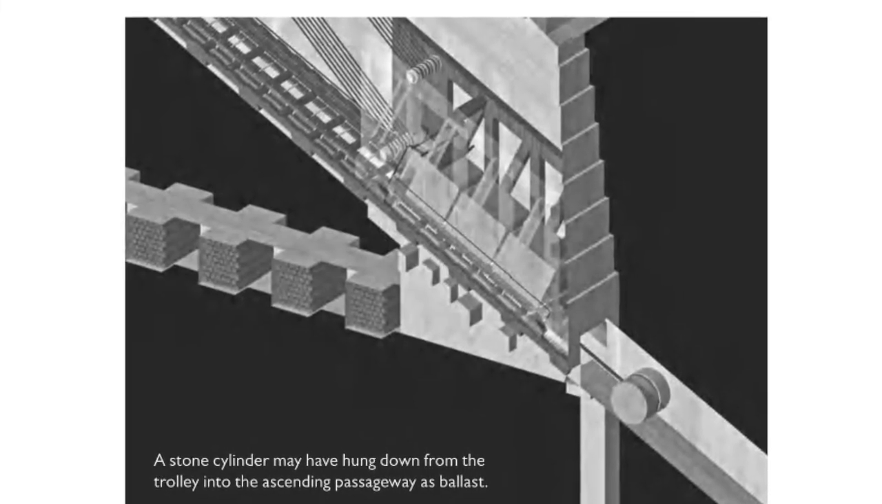This photograph, taken in 1911, shows the previous state of the so-called Great Step. Houdin's theory proposes that this groove was in place to guide the rope attached to the ballast stone, the weight that hung down through the gallery and the trolley and into the ascending passageway.